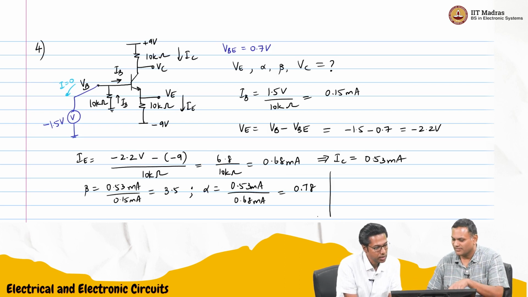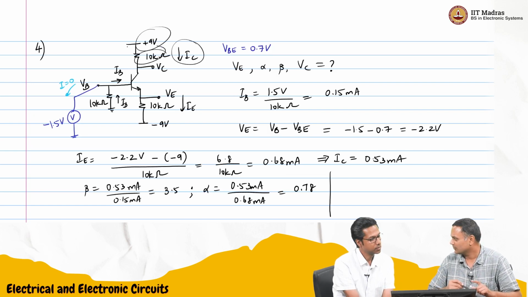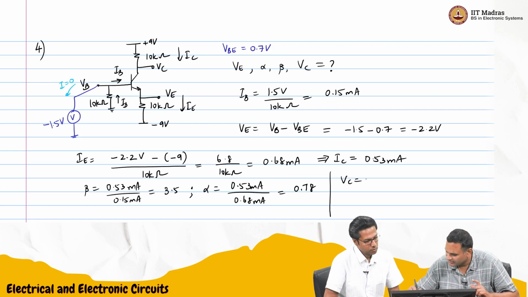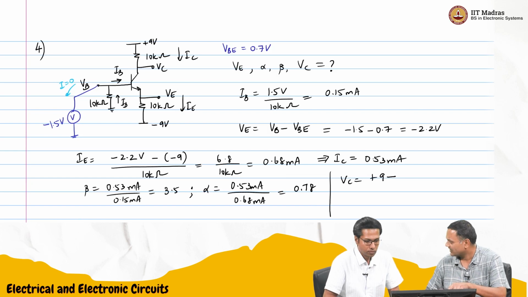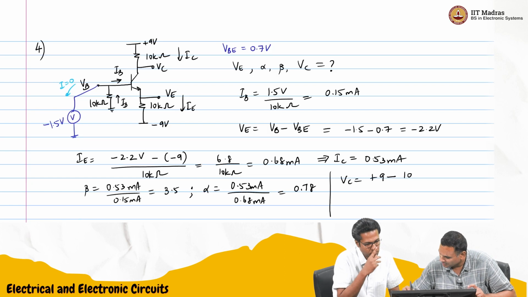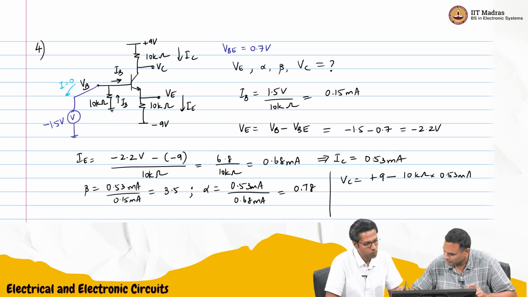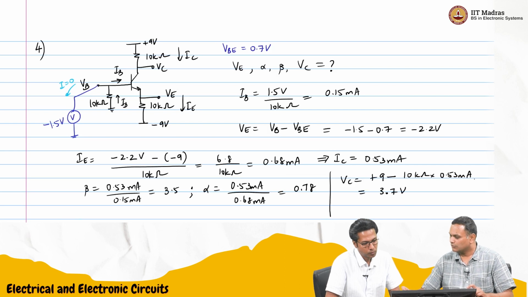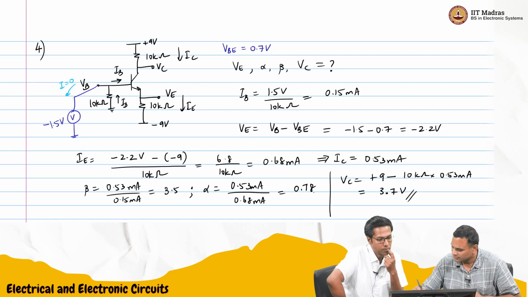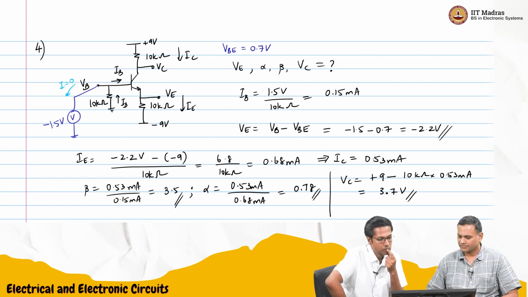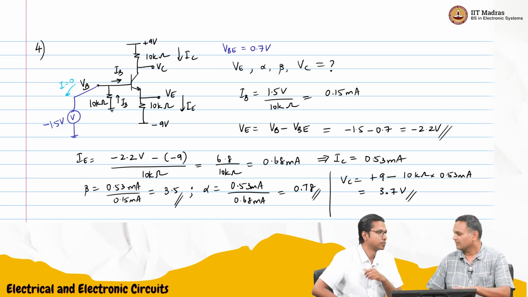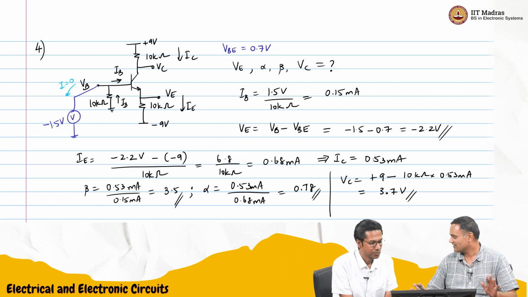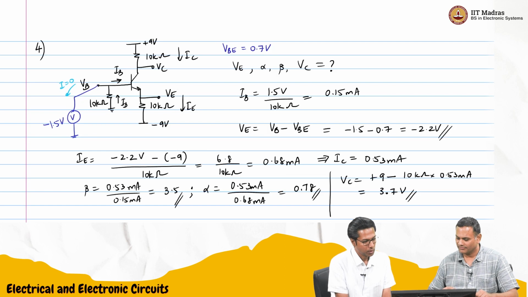Next is VC. IC we know, we know 9 volts, we know 10 kilo ohms. Easy. VC is plus 9 minus IC times 10 kilo ohms, so 9 minus 5.3, which is 3.7 volts. So you are able to find out everything, VE too. Same idea: find out what you measured, KVL, KCL plus the transistor equation.